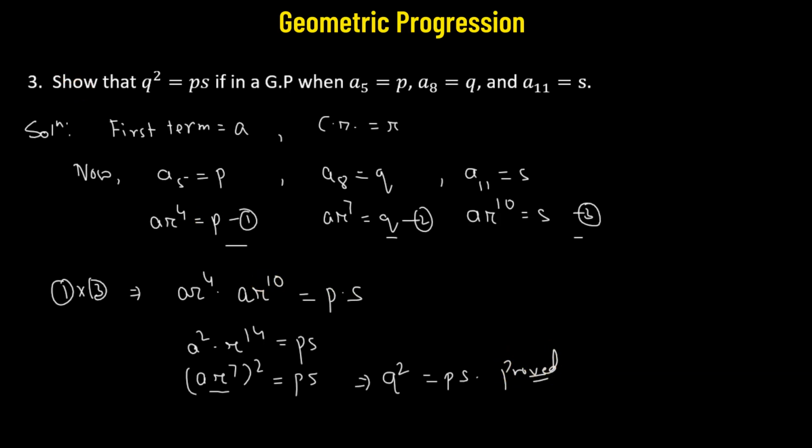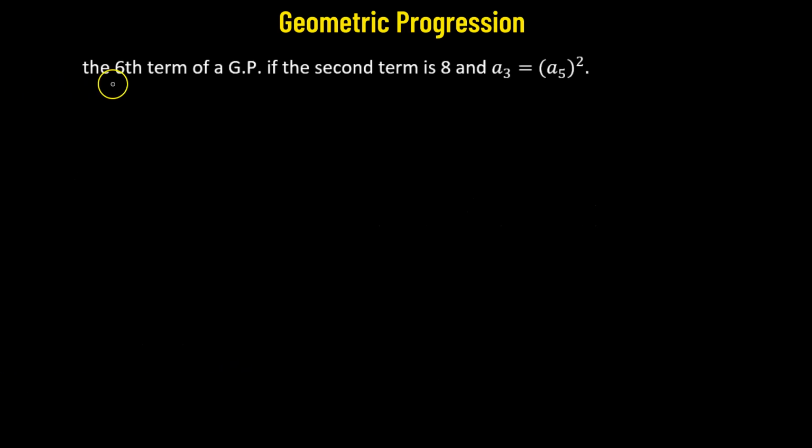Let's move on to the fourth problem. Problem number 4. We need to obtain the sixth term of a geometric progression. Here the second term is given, it has a value of 8, and the third term is the square of the, not the fifth term, there is a typo here, this is the first term. So the third term is the square of the first term. So let's begin. Now our first term, let's denote it by a or simply a1. It means the same thing.